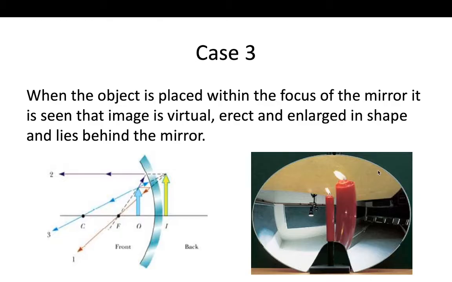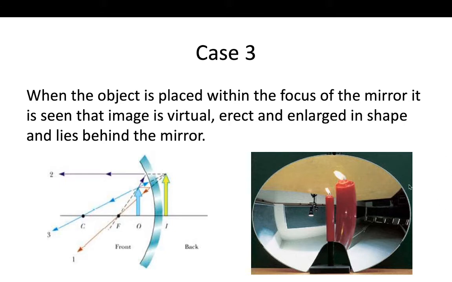Okay, let's start with case 3. What is case 3? When the object is placed within the focus of the mirror, it is seen that the image is virtual, erect and enlarged in shape and lies behind the mirror.